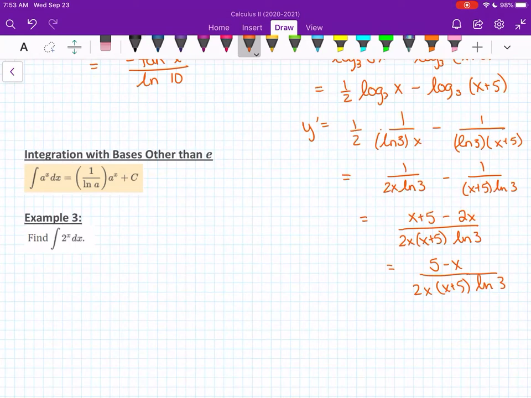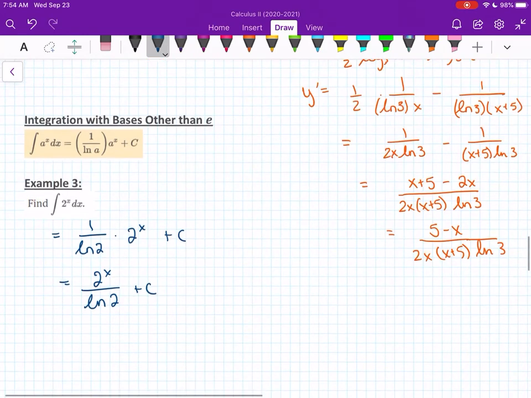So find the integral of 2 to the x. So I'm just going to pop that into my little formula here. So I'm going to get 1 over natural log of a, so natural log of 2, times 2 to the x plus c. So I'll just rewrite it as 2 to the x over natural log of 2 plus c.